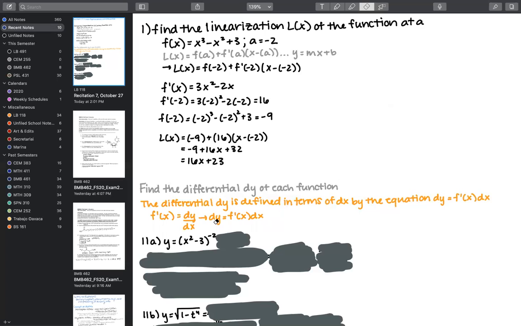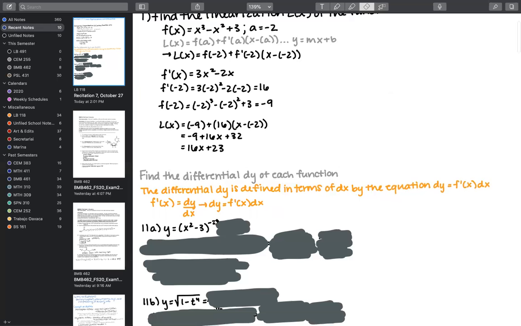And so what dy is generally is an estimation of the change in y. And then we'll talk about delta, well, I guess I don't need to wait till later to say this, but delta y is the more specific change in y. Dy is an estimate of the change in y.